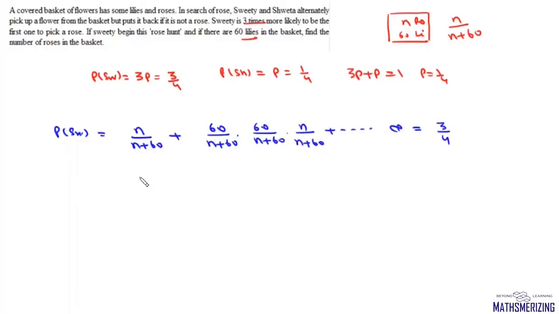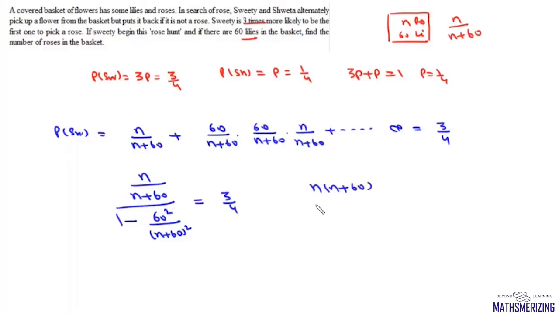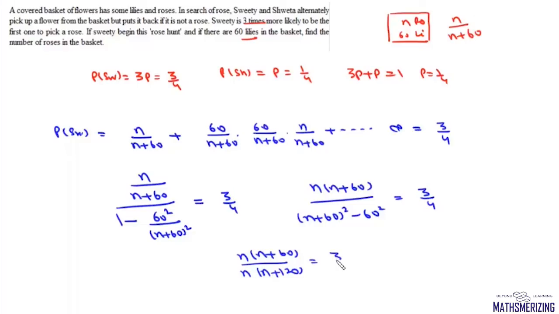Now we solve this GP. We can write this as A, which is n upon n plus 60, upon 1 minus R, and R in this case is 60 square upon n plus 60 square, and it will be equal to 3 by 4. Now we can write this as n into (n plus 60) upon (n plus 60) square minus 60 square, and that will be equal to 3 by 4. So it will be n into (n plus 60). Now this is (a plus b)(a minus b), so it will be n, and then it will be n plus 120, and it should be equal to 3 by 4.